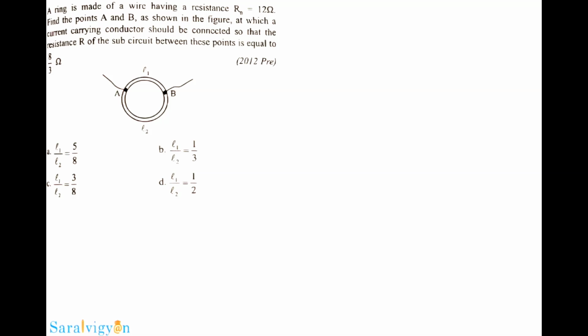So at points A and B, there is a current carrying conductor connected. So we can approximate this as a parallel connection. So here we have L1 and here we have L2. Here it is connected by A and here it is connected by B. It is given to us that initially the resistance was 12 ohm, R0 equal to 12 ohm.